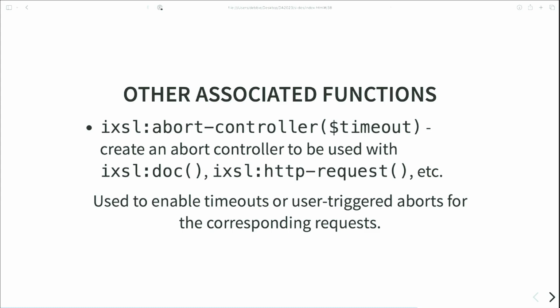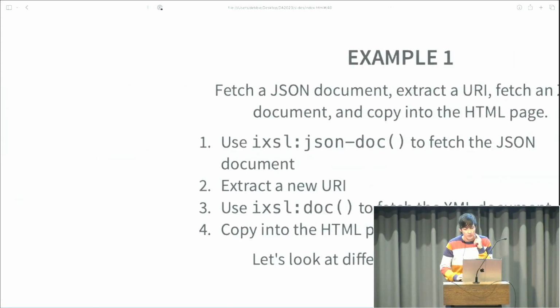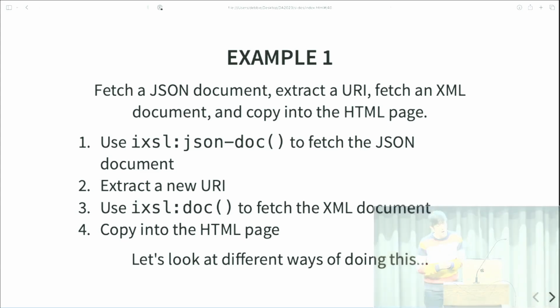Right, let's move on to examples now. So our first example, we're going to fetch a JSON document, extract a URI from it, then fetch another XML document and insert that into the HTML page. So how will we do that using our new syntax? First, we're going to use the ixsl:json-doc function to go and fetch the JSON document. We'll somehow extract a URI. Then we'll use the ixsl:doc function to asynchronously fetch the XML document, and then we'll insert into the HTML page. So there are different ways that we could do this.